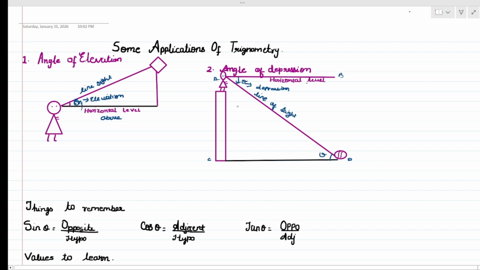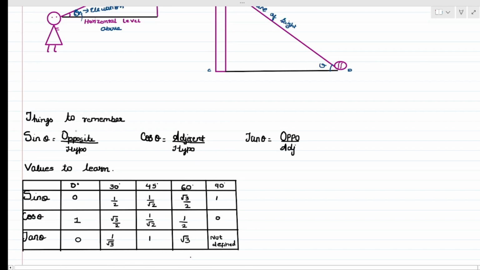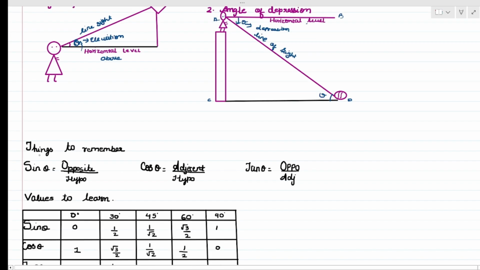Why am I asking for this? Because this forms a right angle triangle, and in this chapter we compulsorily need a right angle triangle. This will become my perpendicular, this will become my base, and this will be my hypotenuse. So for this angle of depression, we can consider that this angle theta is the same as this angle theta. If my value of theta is 30 degrees over here, then this theta will also be 30 degrees over here. Clear?